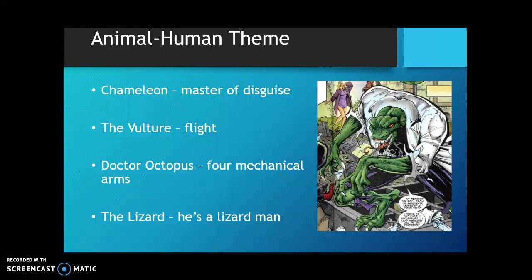And so we got a couple of different villains here. Chameleon, who's not actually a chameleon, but he is like a master of disguise, at least in the beginning. He doesn't have shape-shifting powers. He just has a lot of great costumes. Eventually, he would get shape-shifting powers.